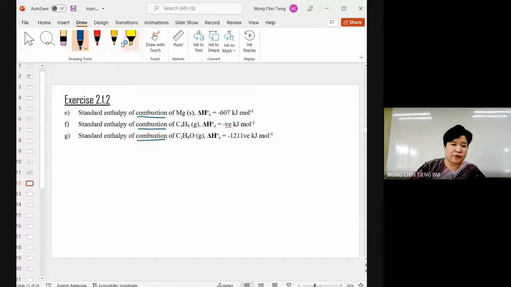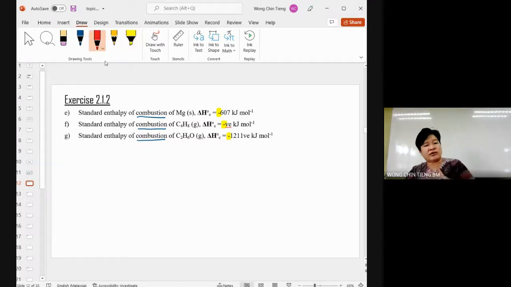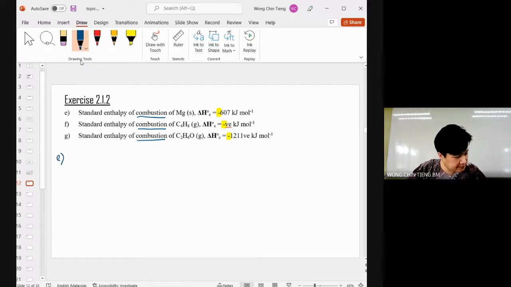Alright, quick question. Combustion, delta H mesti negatif. Delta H mesti negatif, sebab heat mesti release. Okay. And next question also. 1 mole kena jatuh pada siapa? Produk. 1 mole kena jatuh pada produk. Tetapi adakah produk dia forever carbon dioxide atau water?